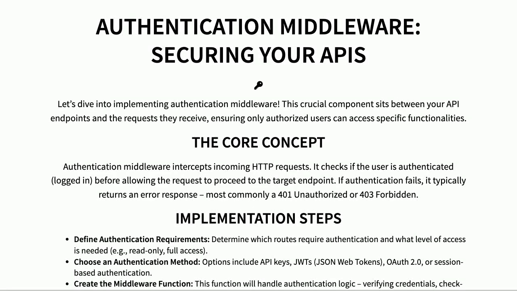Okay, let's talk about securing your API with authentication middleware. Basically, this code sits in the middle of your routes, checking if a user is actually allowed to access what they're trying to do. We first figure out which routes need protection, and then choose our authentication method. Things like API keys or JWT are common. Then we create a function that handles all the verification logic, and finally, we register it with your application's routing setup. It's important to remember security best practices and handle errors gracefully.